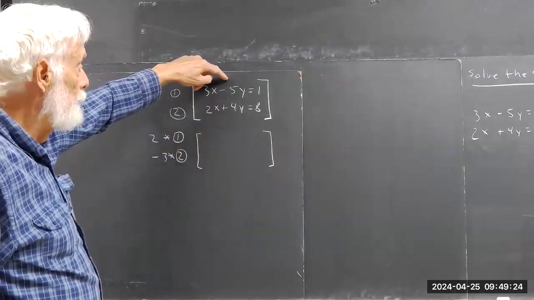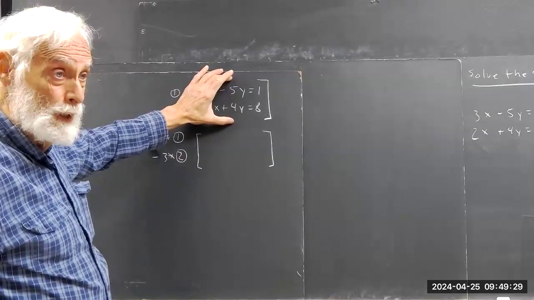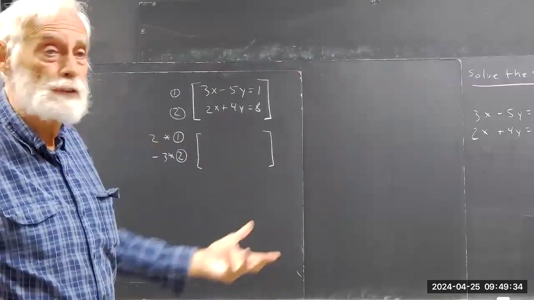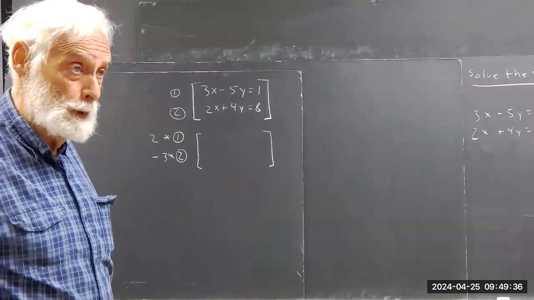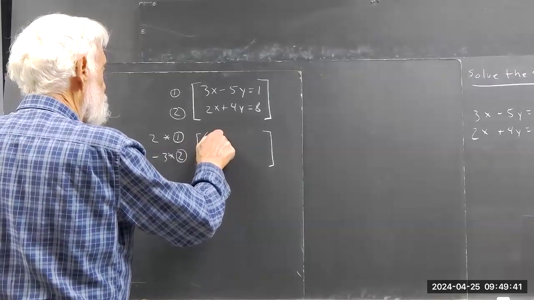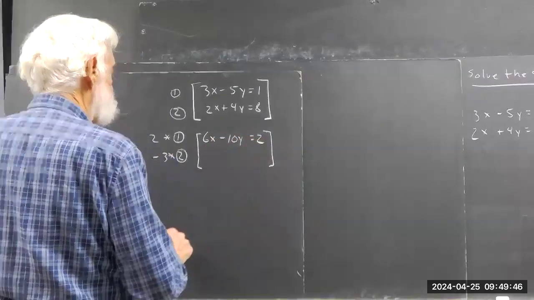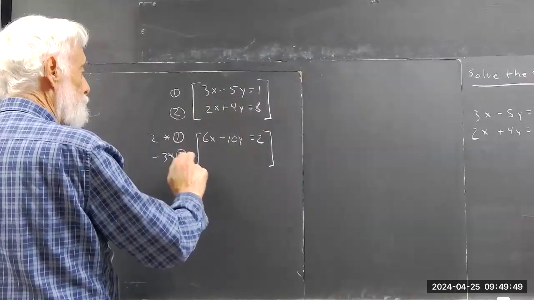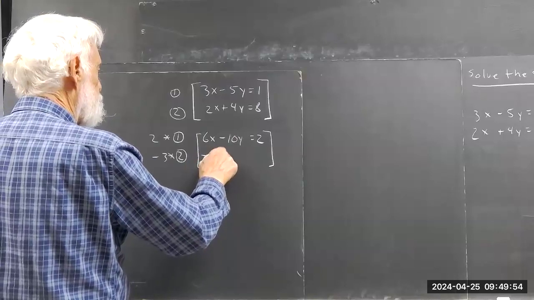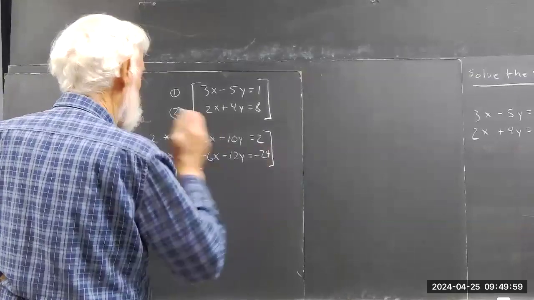We could multiply this one by 4 and this one by 5. Eliminate y if we wanted to, right? So you don't always have to eliminate x. You pick the variable that has the simplest numbers to eliminate it, okay? But we're going to go ahead and eliminate x. We're going to get 6x minus 10y equals 2. Multiplying everything by 2, here we're going to get negative 6x minus 12y equals negative 24.